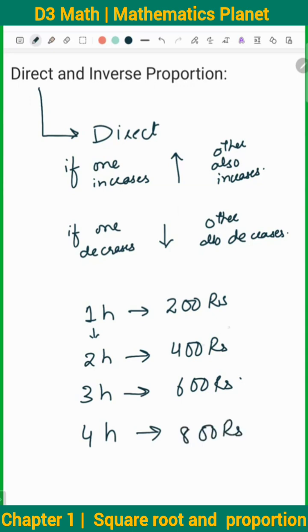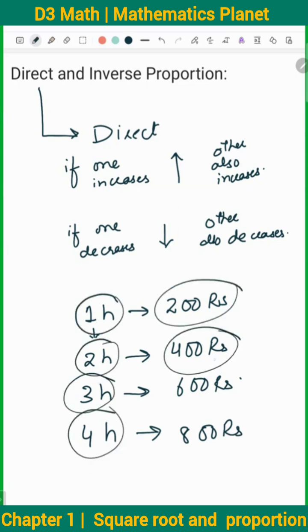So, as the number of hours are increasing, the earnings are also increasing. So, this is called direct proportion. Yes, ma'am.